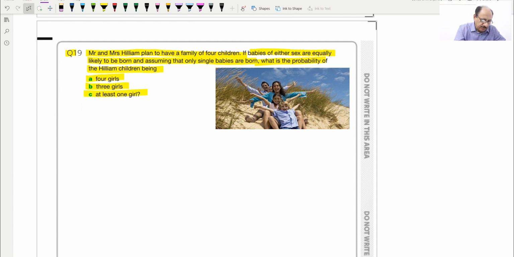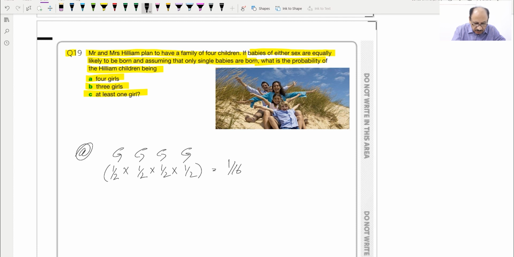For A part, 4 girls, we can understand like this is a girl, girl, girl, and girl. So for this one it will be 1 by 2, 1 by 2, 1 by 2, and 1 by 2. These will be the probabilities. So probability of 4 girls will be like this one. So we can multiply these, and this will be 1 over 16. This will be the probability. This is the straightforward part.